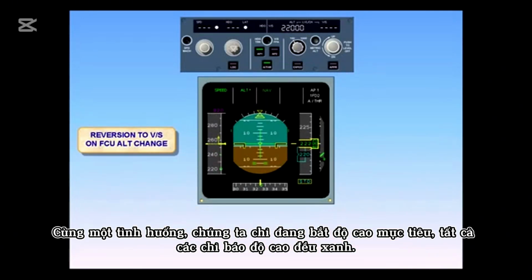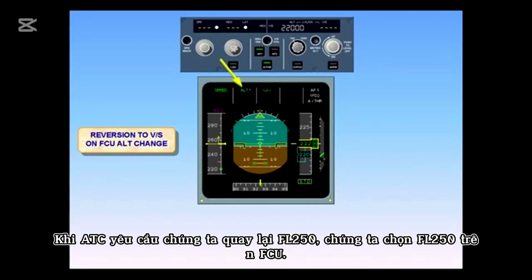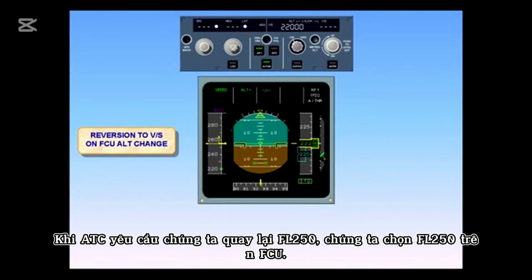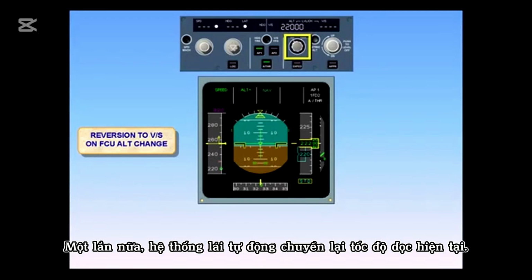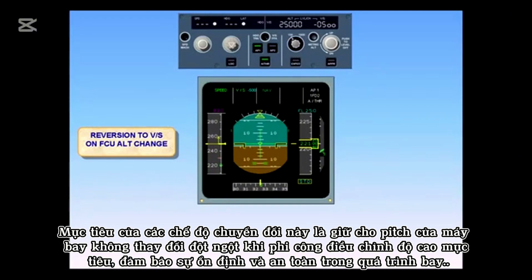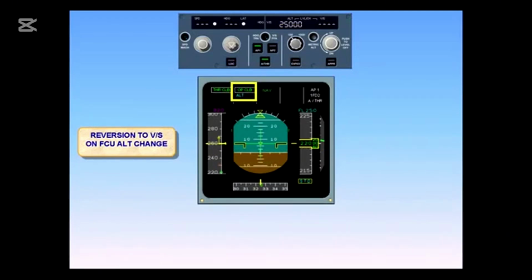Same scenario, we are just capturing the target altitude, ALT star green, when ATC clears us back up to flight level 250. We select flight level 250 on the FCU. Once again, the autopilot reverts back to the current vertical speed. Again, it is up to the pilot to decide how to regain altitude target, by pulling the altitude selector to engage open climb, or by selecting a vertical speed.